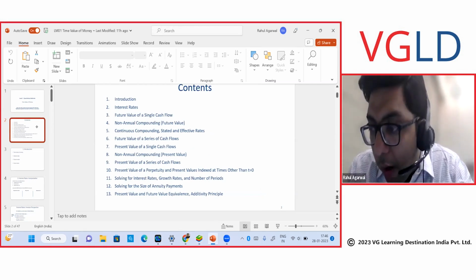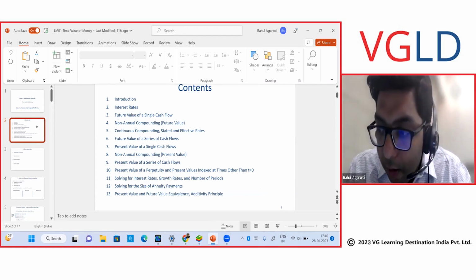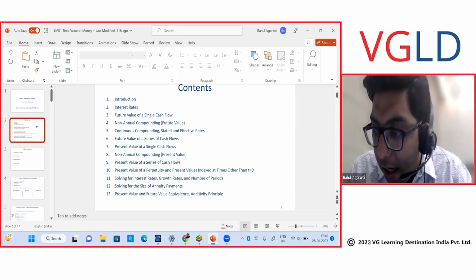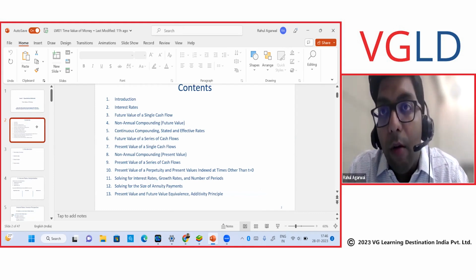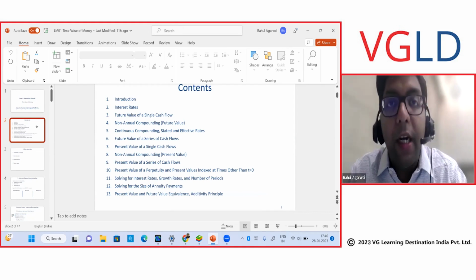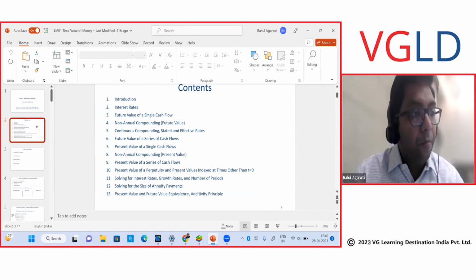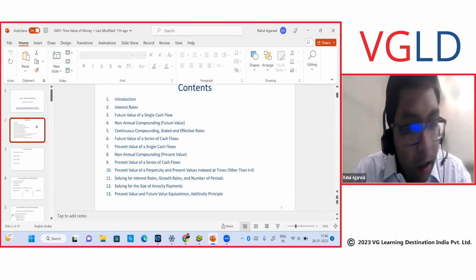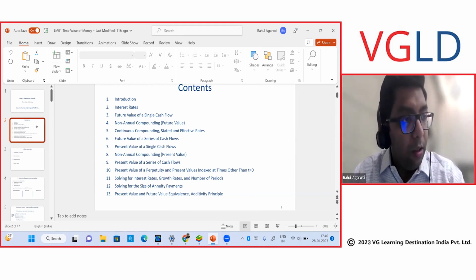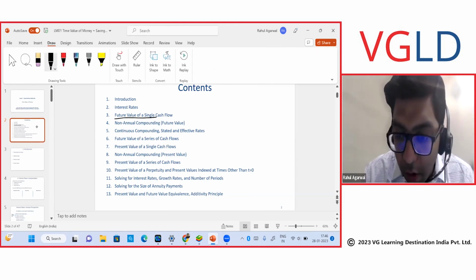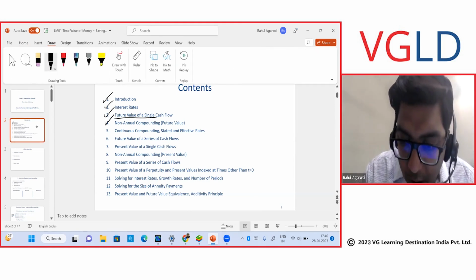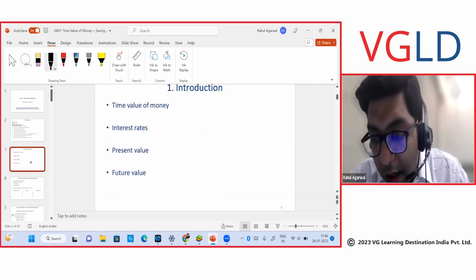This is the overall content of the discussion for this particular chapter, which we are going to cover today. So today we will cover time value of money. Since it's an introductory class, and we have already spent around 45 minutes in the intro discussion, we'll cover this chapter, and I'll give you a 15 minutes break by the time we are done with approximately 2 hours. So let's begin. First is the introduction, then the interest rates, then future value of a single cash flow. These are the topics we are going to cover one by one. Let's just straight away start.